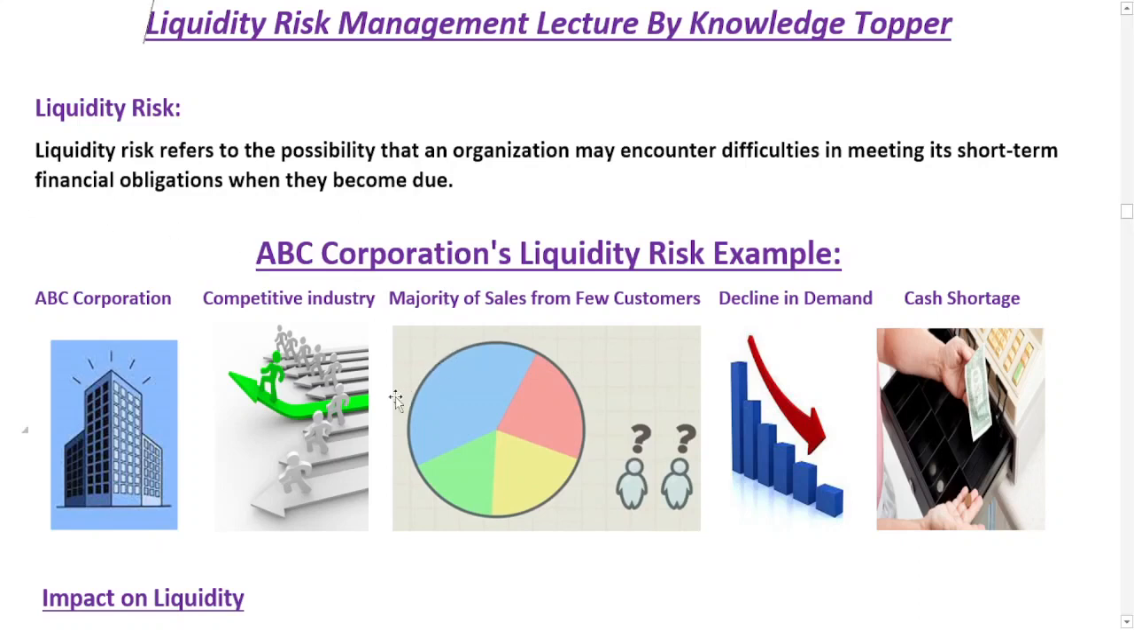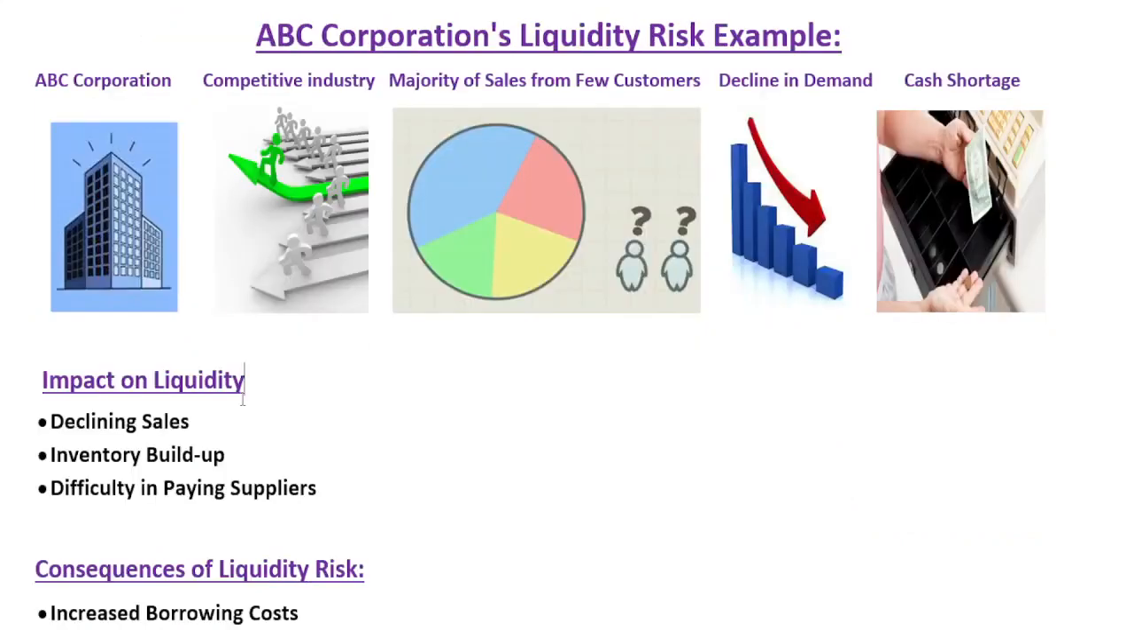To better understand the implications of liquidity risk, let's consider the example of ABC Corporation, which is a manufacturing company. In this example, we are assuming that ABC Corporation operates in a highly competitive industry, and its sales heavily rely on a few major customers. Recently the company experienced a significant decline in demand due to a sudden economic downturn, leading to a cash shortage. Now let's analyze the liquidity risk issues ABC Corporation faces and examine the potential impact.